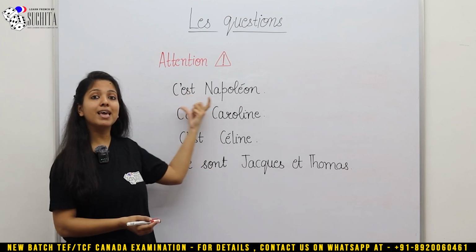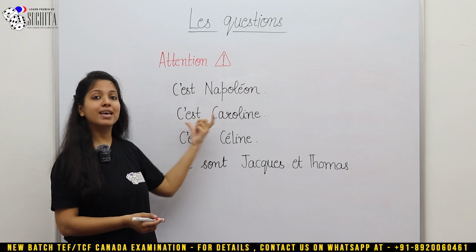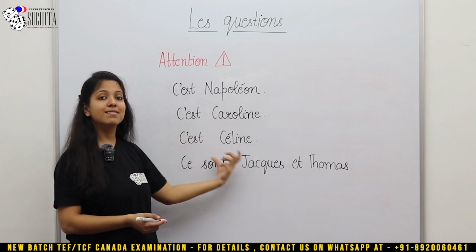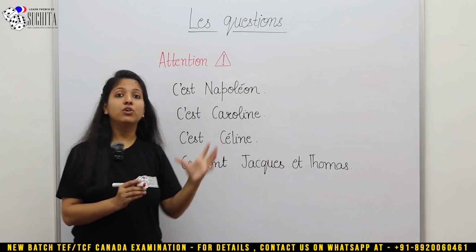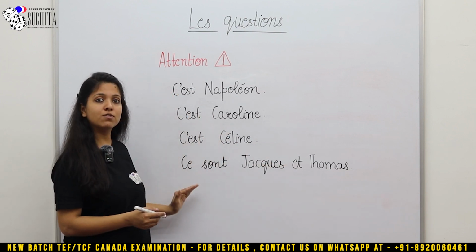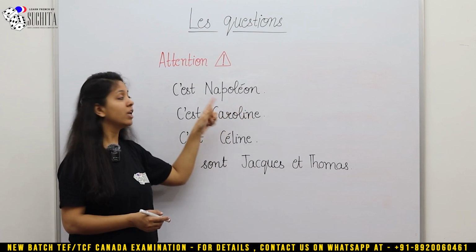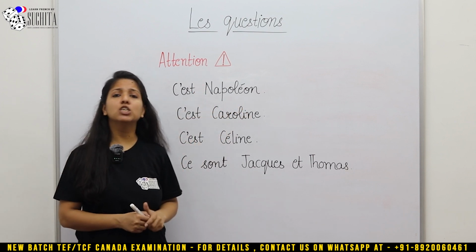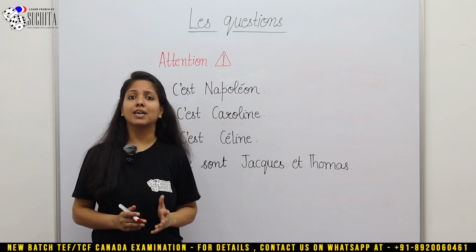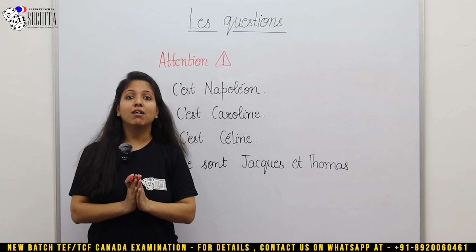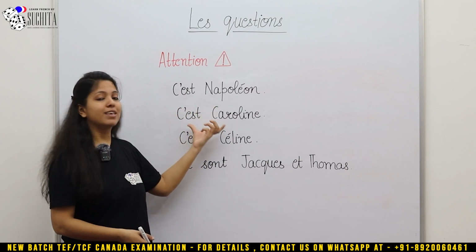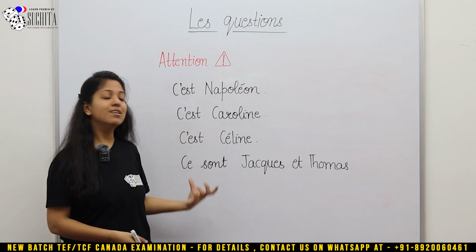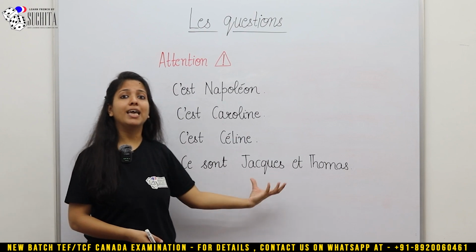So you say c'est Napoléon, c'est Caroline, c'est Céline, ce sont Jacques et Thomas. So here you have to just put c'est or ce sont followed by your proper noun. There won't be any indefinite or definite article before that. You never put any article before proper nouns. So I repeat for you, c'est Napoléon, c'est Caroline, c'est Céline, ce sont Jacques et Thomas.